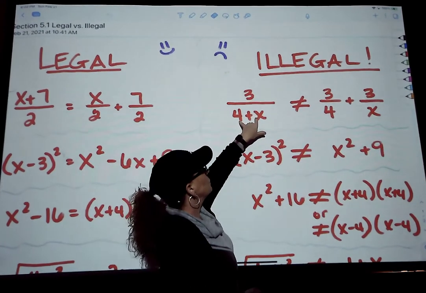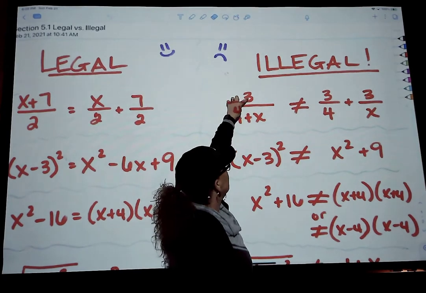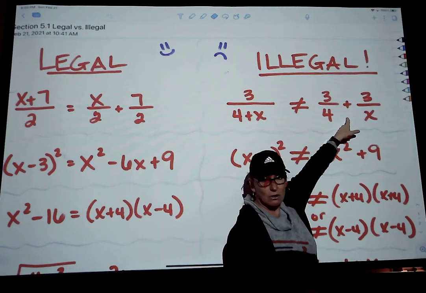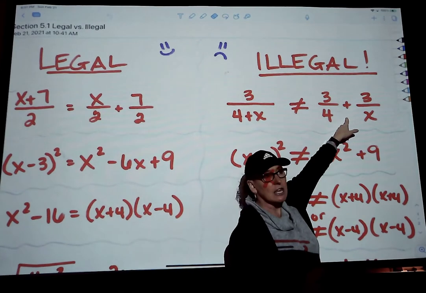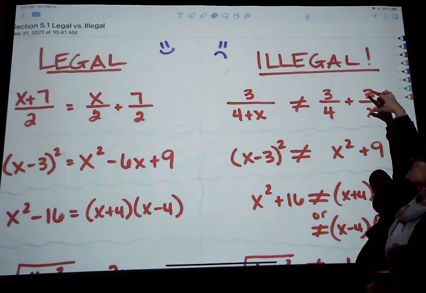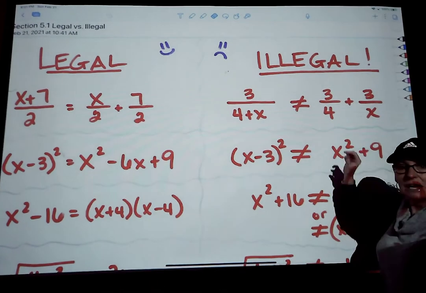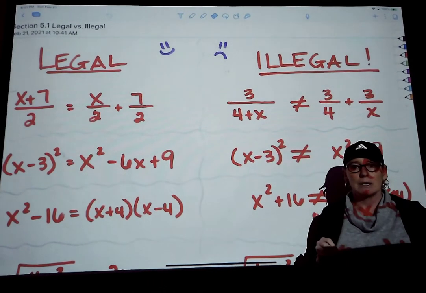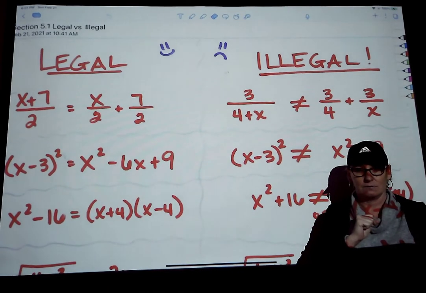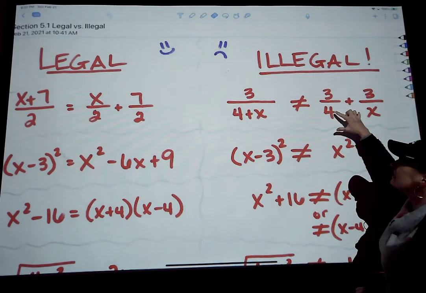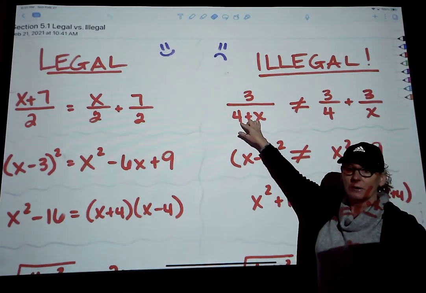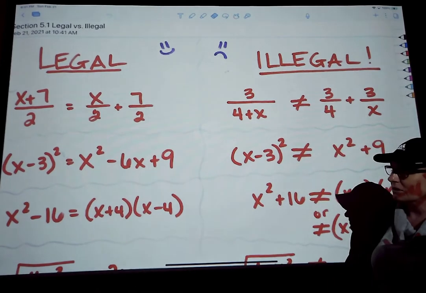This, completely illegal. If I've got a 2 down here, I can't split it. I can't put the 3 over the 4 and the 3 over the x and call those two equal. Why not? Think about it backwards. If you look at this backwards, this is a fraction, this is a fraction. If I wanted you to add them together, what would you have to do first? You would have to get a common denominator. Right? You don't just stick these two down there and add them together. Good heavens, no. So that step's illegal.